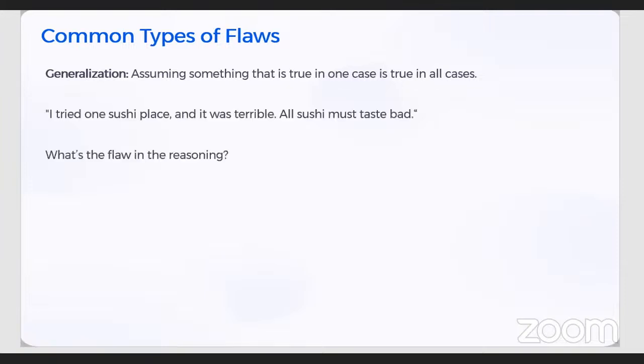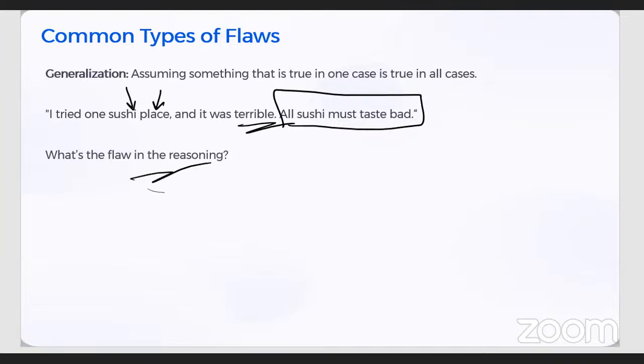Another very commonly seen flaw is generalization. So if something happens to be true for one case and you assume it's true for all the cases. We've seen this very often. You see it in strengthen the argument, you see it in weaken the argument, you also see it in flaw in the argument. For example, if I say I tried one sushi restaurant and it was terrible, all sushi must taste bad. So what's the flaw here? I have taken one bad experience and assumed that it is true for all the cases. This generalization is yet another very commonly seen flaw in a flaw in the argument kind of question. We've seen two already.